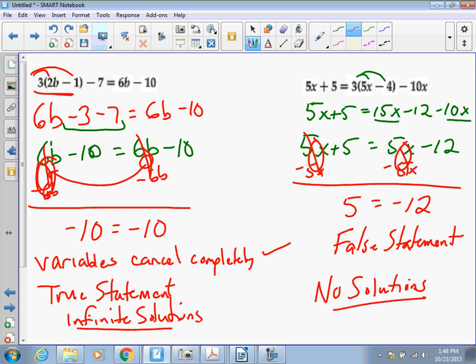So that's just some special cases as we go. So keep an eye out for those as you are working through. Don't be freaked out if your variables do cancel out. It just means it's a special case.